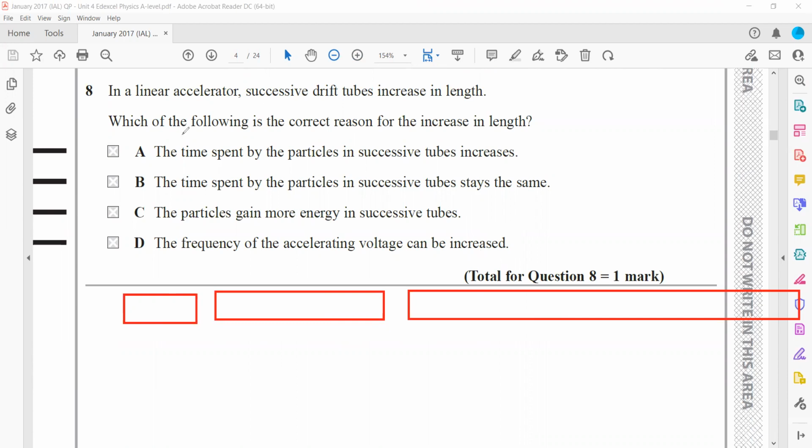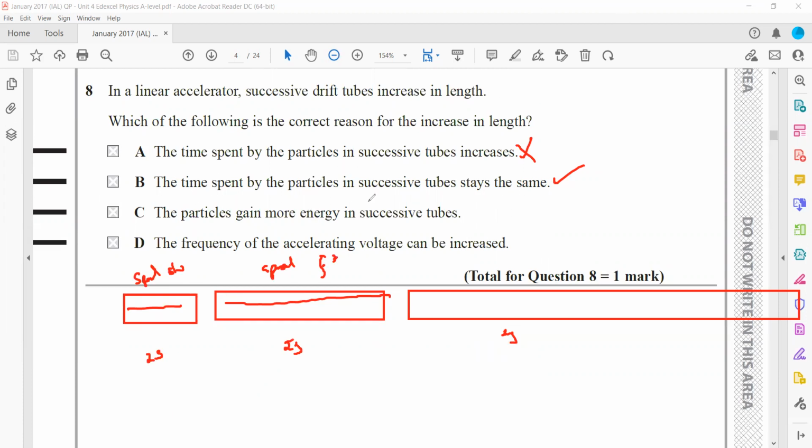So we check the options. The time spent by the particle in a tube increases. That is wrong. The time spent by a particle in successive tubes stays the same. That is true. Like if the electron takes 2 seconds here, it will take 2 seconds, and 2 seconds again. The only difference is that here its speed will be slow and here speed will be fast. But the distance here is short, here distance is more. So the time taken in each of the tubes will always be the same in the linear particle accelerator.